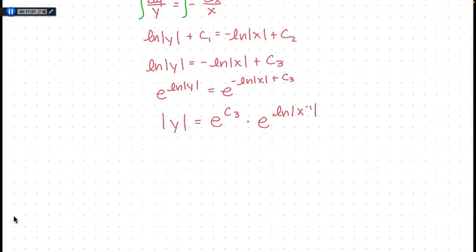Because this is a trick, using the properties of exponents backwards from what we're used to. This is a trick we're going to use a lot in solving differential equations. So any questions why I was able to just pull this guy out in front? And e to some arbitrary constant is another arbitrary constant. So now I have the absolute value of y equals yet another arbitrary constant.